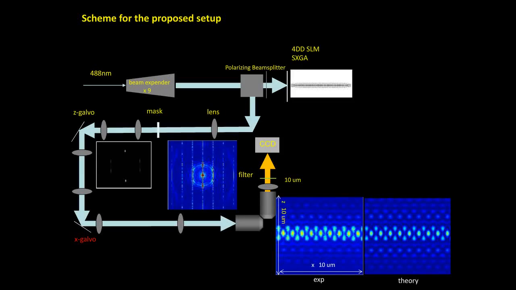You can see we have a binary spatial light modulator here. We calculate the intensity, derive the phase from the intensity, and then apply this pattern to the spatial light modulator. After the first lens, you get these diffraction patterns. After the mask, we clear out the unwanted higher order diffractions. And we have 2 galvo mirrors conjugate to each other: one scans the X direction, and the other scans the Z direction.